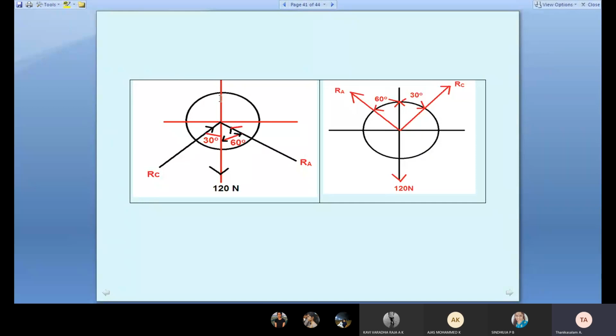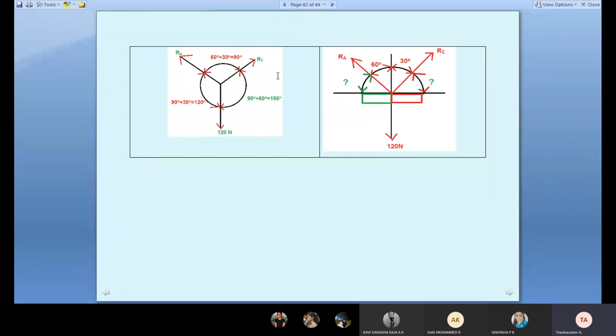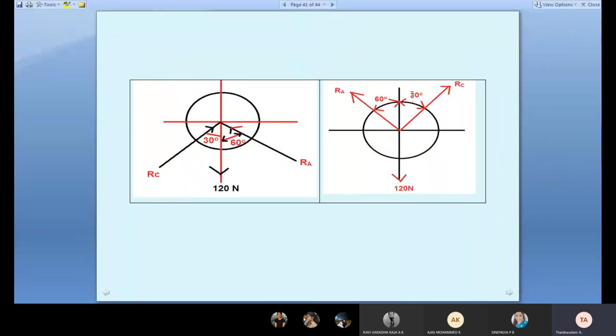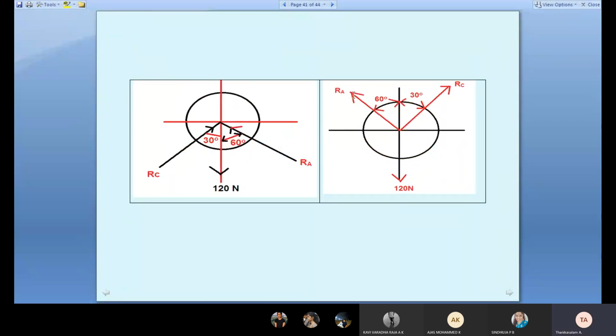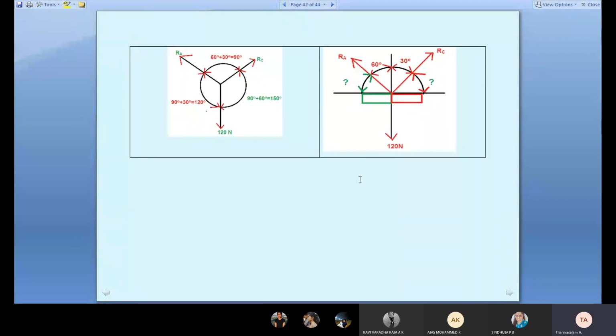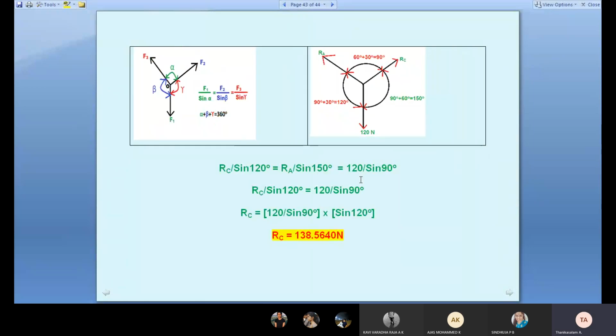RA goes to the second quadrant. RC goes to the first quadrant. The weight acts vertically downward. So we calculate the unknown angle. How do you calculate the unknown angle? Each quadrant is 90. In the first quadrant, 30 is already over. What is the balance? 60. So 90 plus 60, 150. Similarly, in the second quadrant, 60 is already over. What is the balance? 30. So in the third quadrant 90, 90 plus 30, 120. So apply Lami's theorem.